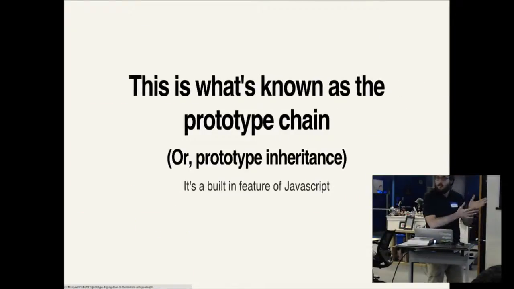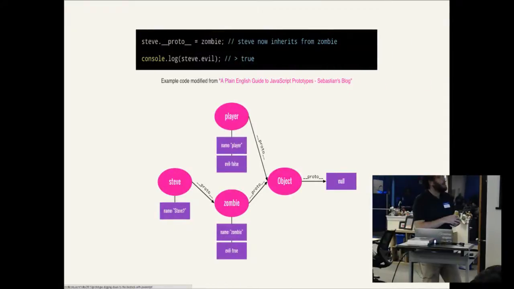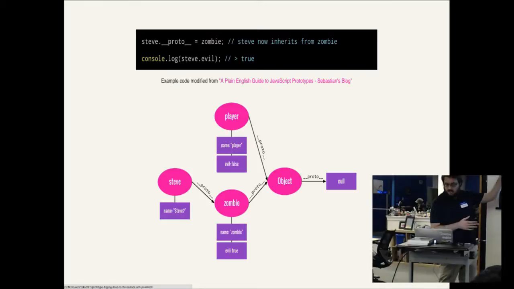So what I was just describing is the prototype chain, also known as prototype inheritance, and that's built into the JavaScript language. And so we can then again change this prototype. Steve was pointing to player, but we can change it now to zombie. And if we call steve.evil, this time it will return true because it will go from here down to zombie and return true here.